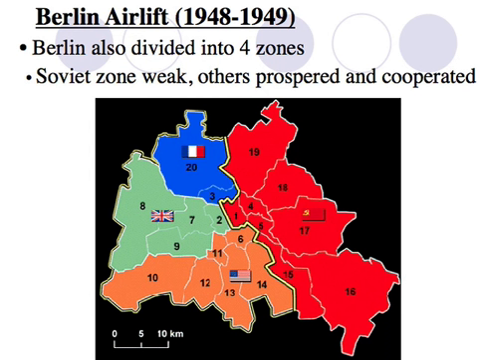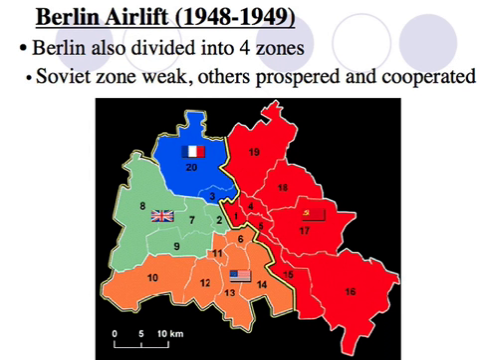Okay, let's move on to what happened in 1948 and 1949. This was the Berlin Airlift. Now you remember we talked about how Germany at the Potsdam Conference was divided into 4 zones: the United States, Soviet Union, France, and Great Britain. And each of these countries ran their zones differently.